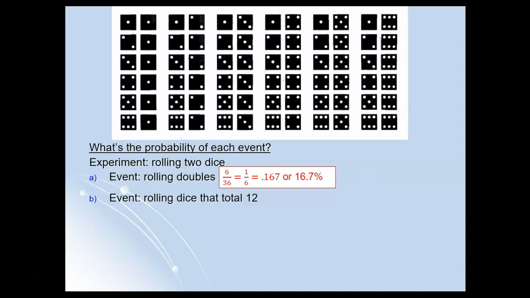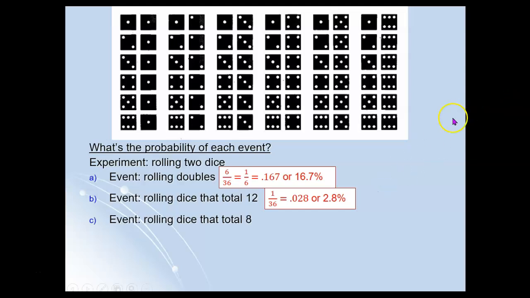What about rolling dice that total 12? How many ways could that happen? Well, there's only one of these outcomes where the dice add up to 12. So the probability is 1 over 36, which would be 0.028 or 2.8%. That's something that would happen about 2.8% of the time if you rolled the dice over and over again. So on any individual roll, you could say there's a 2.8% probability that you would get a 12.